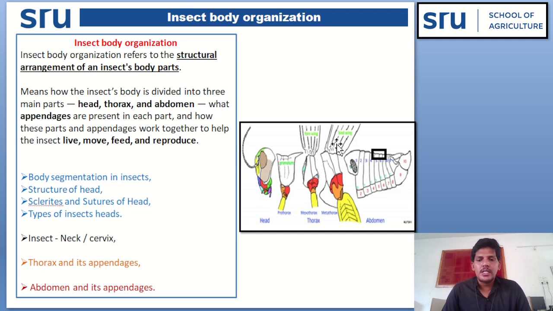So in this session we are discussing in detail body segmentation in insects, structure of head, sclerites and sutures of head, types of insect heads, insect neck or cervix, thorax and its appendages, abdomen and its appendages.